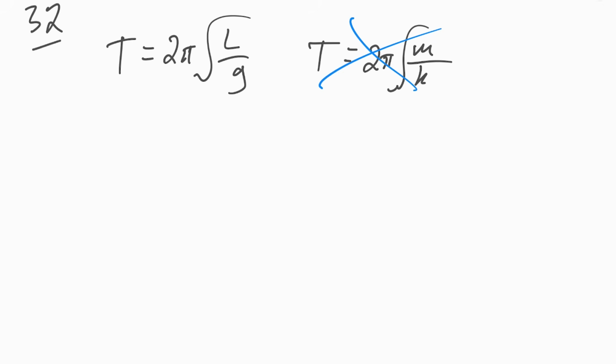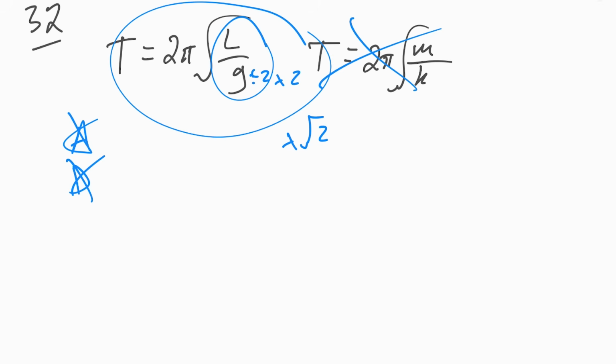Oh no, spring system. You can see that they've given us two with the same time period. So it can't be A and it can't be D. So then we're just looking at the period of the pendulum. So let's have a look. g halves, so that means this multiplies by 2. That means the whole thing multiplies by root 2. So it looks like our answer is C.